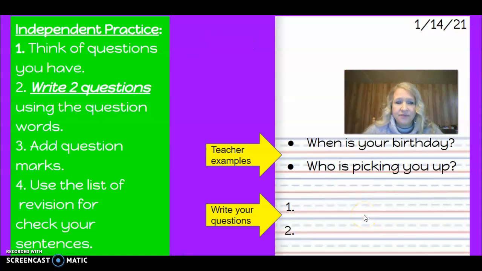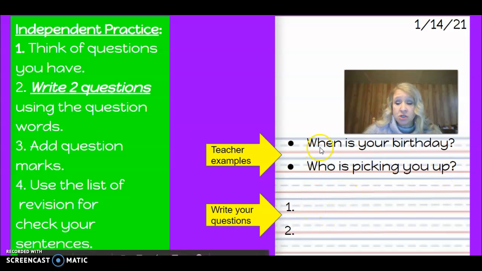Very good. Here are 2 sentences that I wrote. When is your birthday? I began my sentence with a capital letter, a question word, and I ended my sentence with a question mark. My other sentence is, who is picking you up? I began my sentence with a capital letter and a question word, and I ended my sentence with a question mark. Very good. Now it's your turn to write 2 questions.